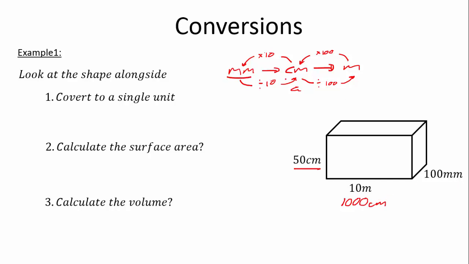Millimeters into centimeters, we've got to divide by 10. 100 divided by 10 is simply 10 centimeters. Great, now they're all in a single unit. Good. Let's calculate the surface area.